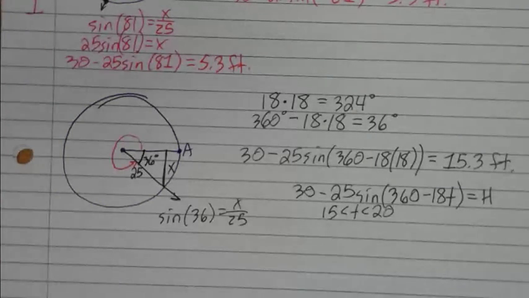And so we will finish our video there. And that basically covers how we can use an equation to represent the height you are off the ground in going around a Ferris wheel.